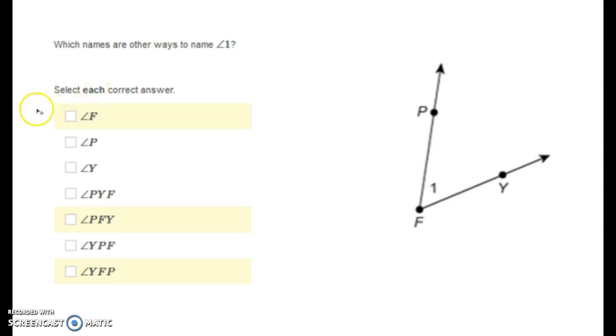Alright, the first type problem says, which names are other ways to name angle 1? Alright, so we got a couple different options here, and I'm going to think of the ways we can name it before I even look at my answer options. They've already labeled it as angle 1.